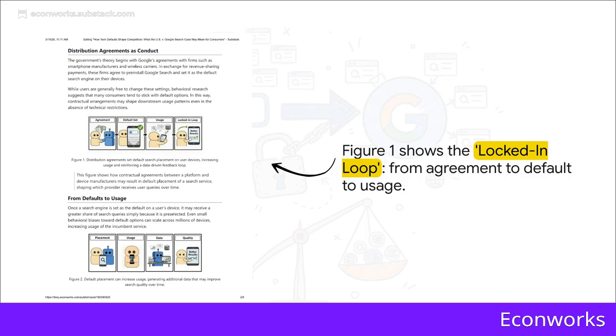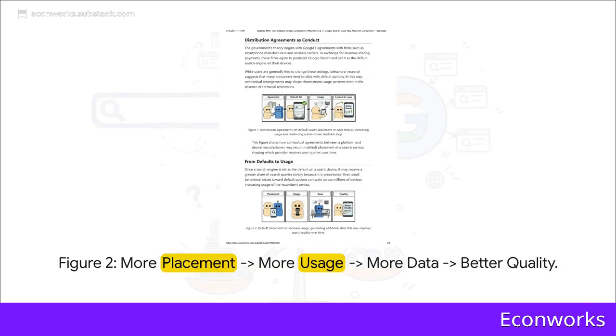Let's trace the path. So the first step is super simple. If you're the default, you will automatically get way more users. More users means more searches. And every single one of those searches, every typo, every question, is a piece of data. That data becomes the raw fuel that makes the entire engine run better.